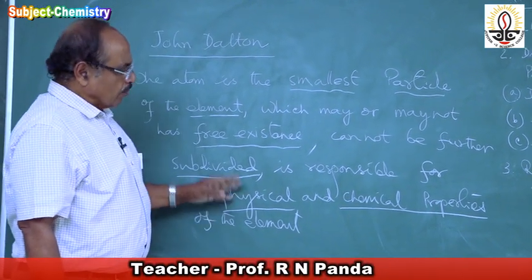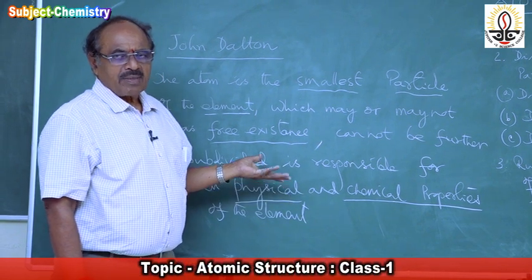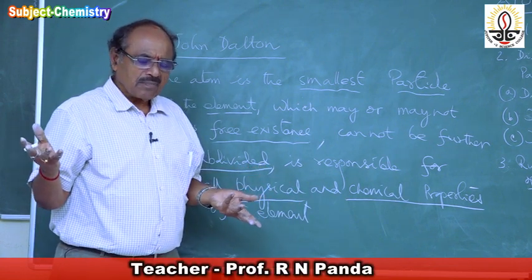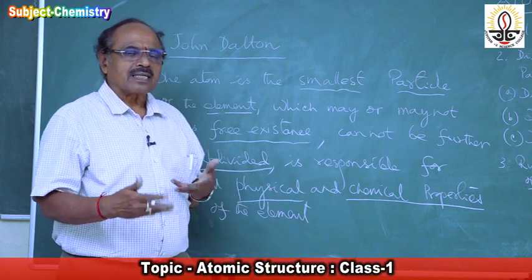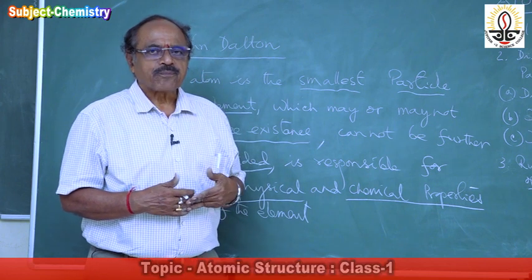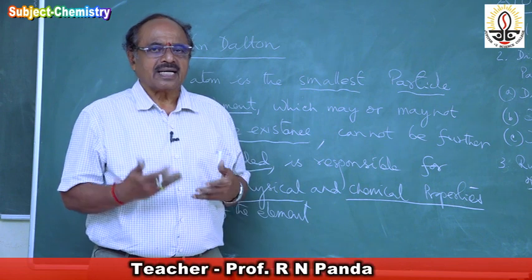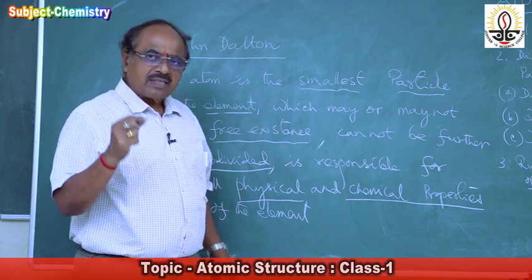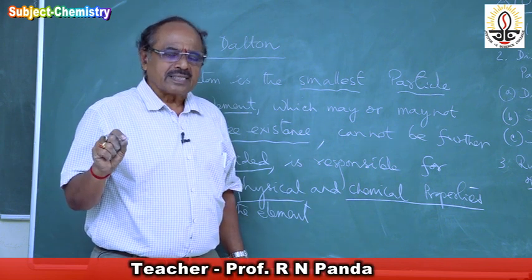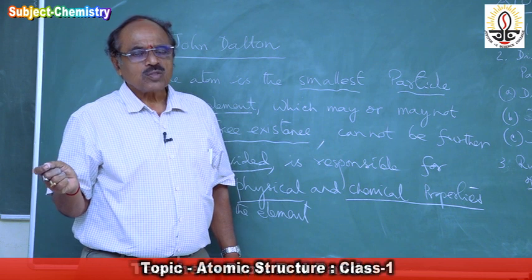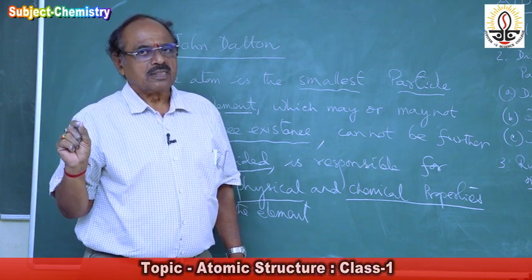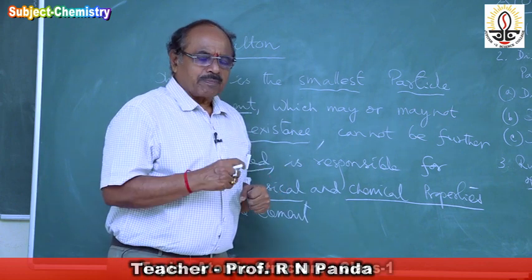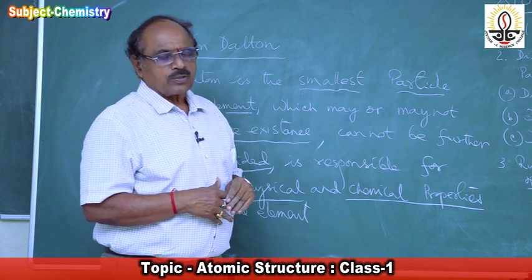Physical properties of an element are the boiling point, the melting point, the specific gravity, the density. Chemical properties mean how it takes part in chemical combination with other elements to form compounds, and they explain the chemical properties of the element. What is an element? The element is the simplest form of matter which cannot exist in a still simpler form, and that element exists as a particle, and that particle is the atom. So this is what he proposed to define an atom.